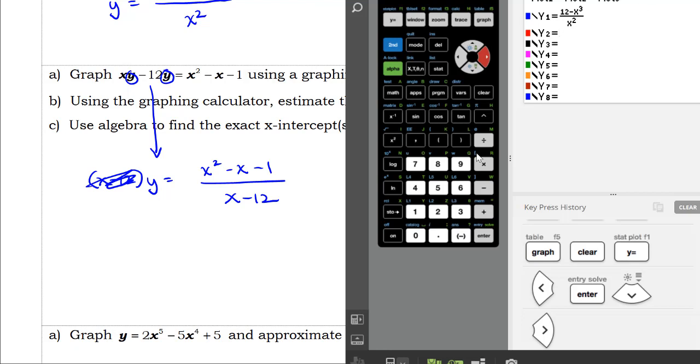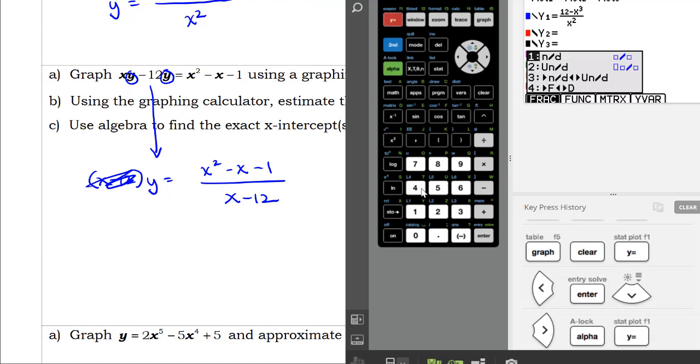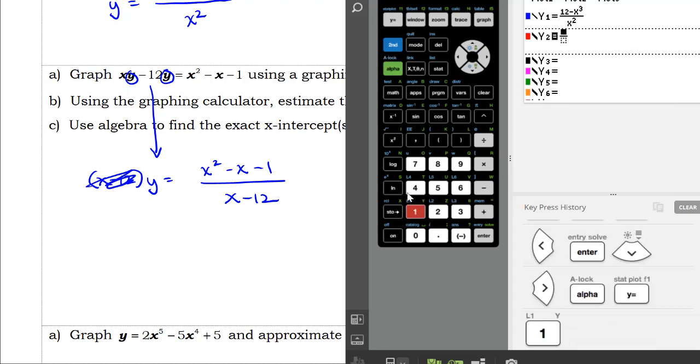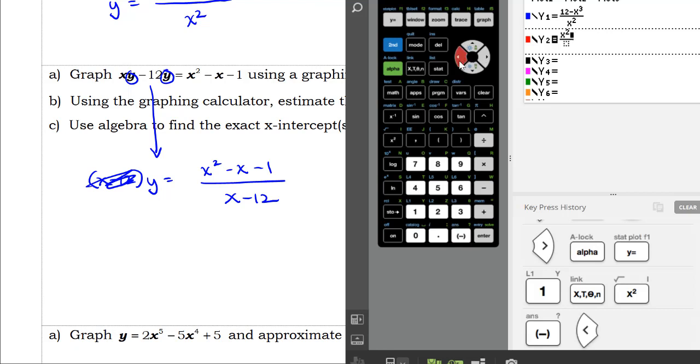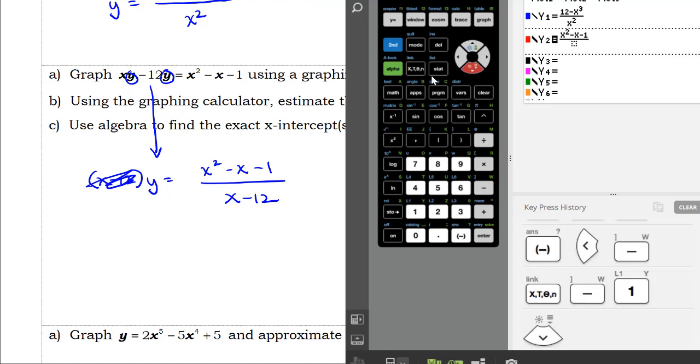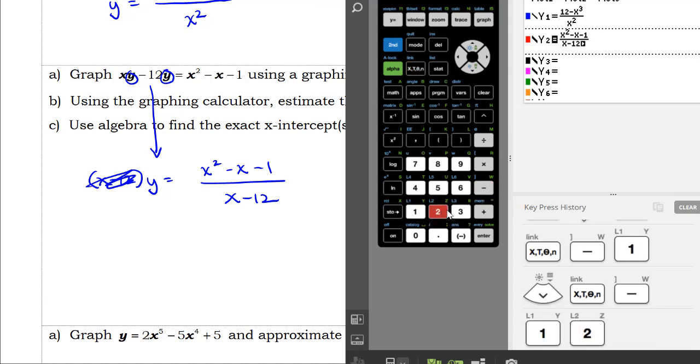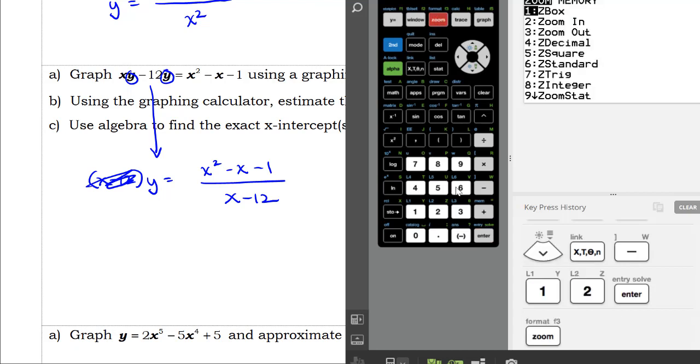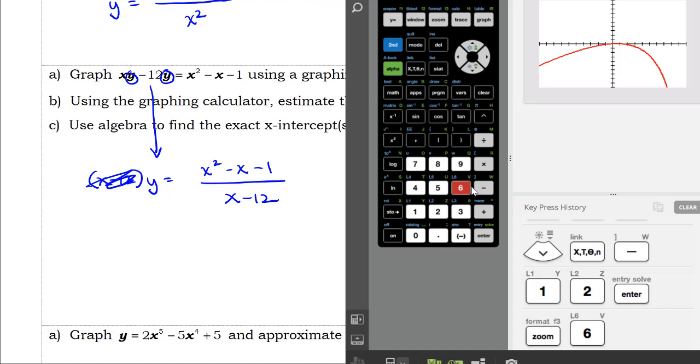You go down to y2, and so how do I make a fraction bar? Alpha f1, choose 1, and we have x. We'll square that, subtract, wrong subtract, Mr. Mori, subtract x, subtract 1, over x, subtract 12, enter, zoom 6 for standard.